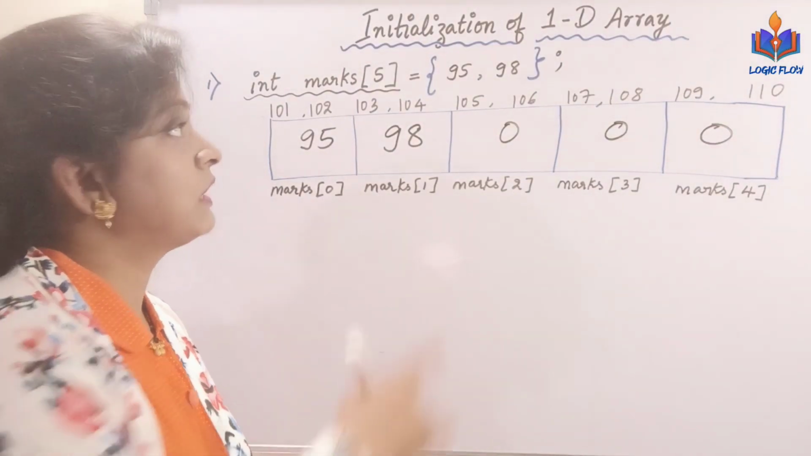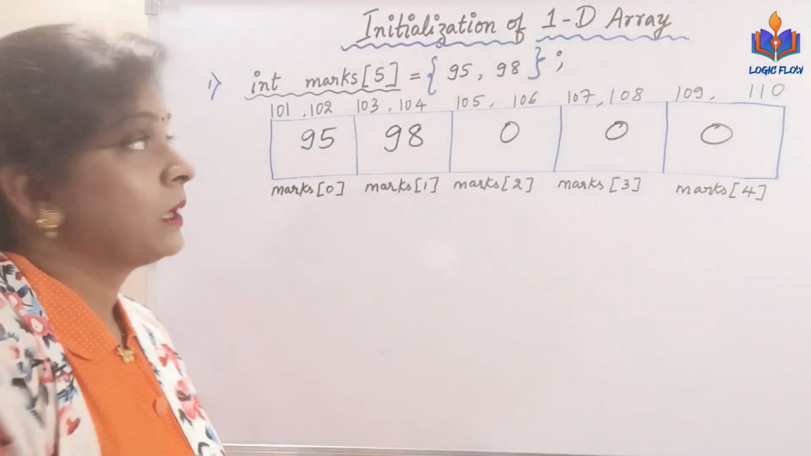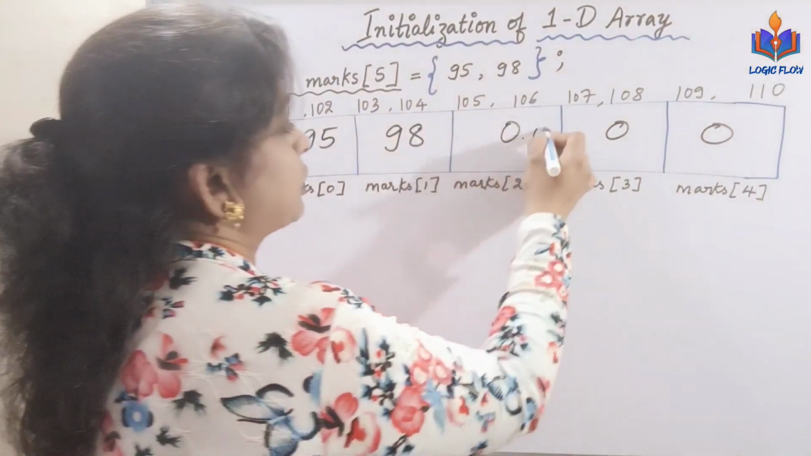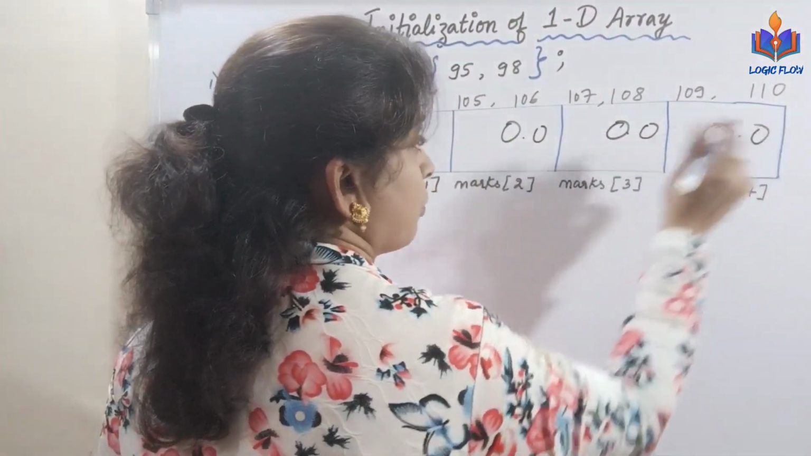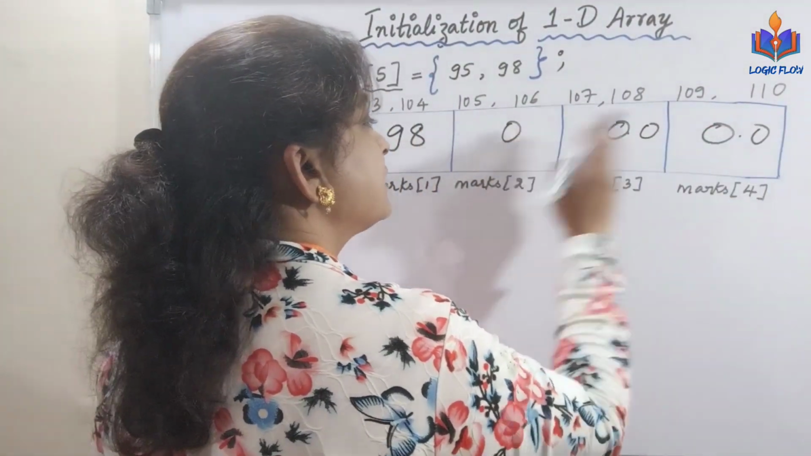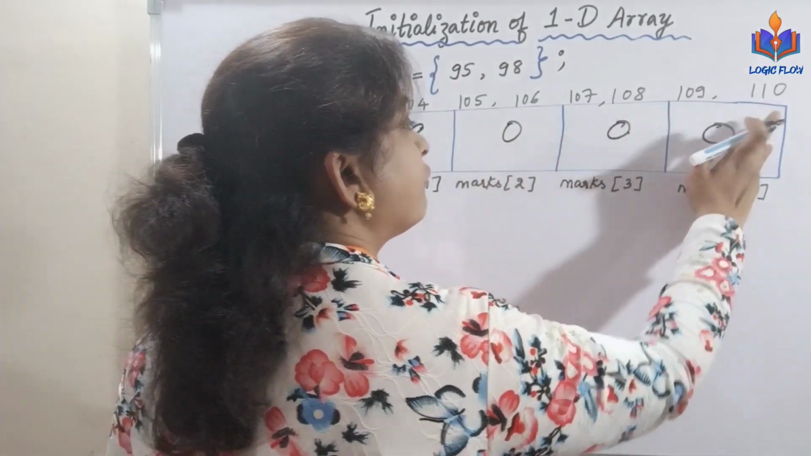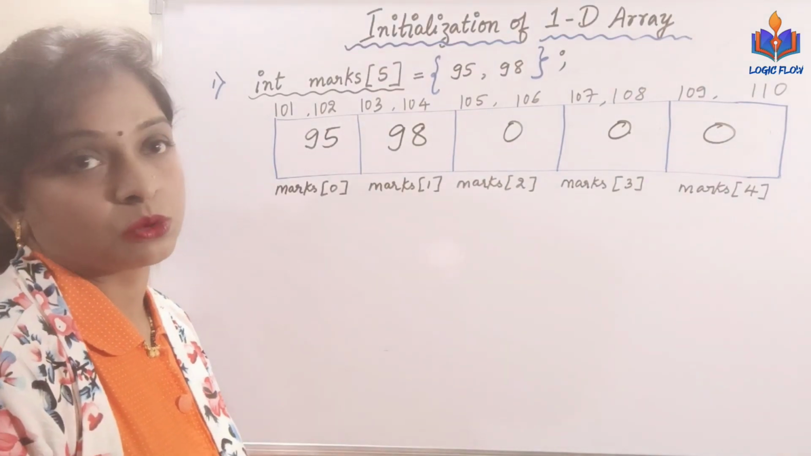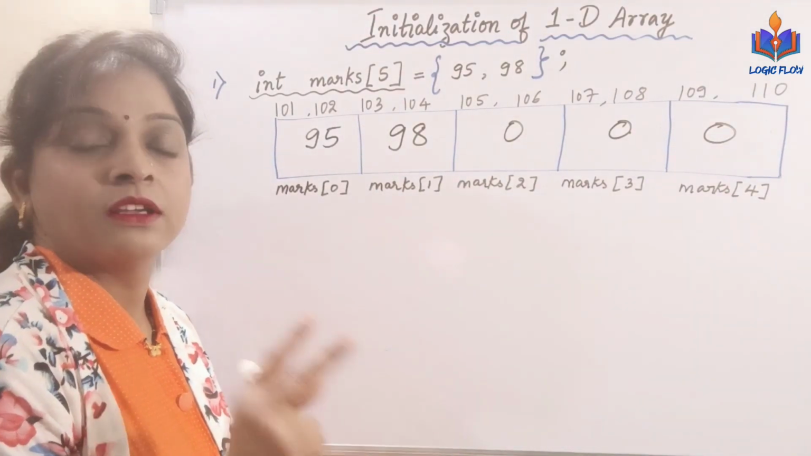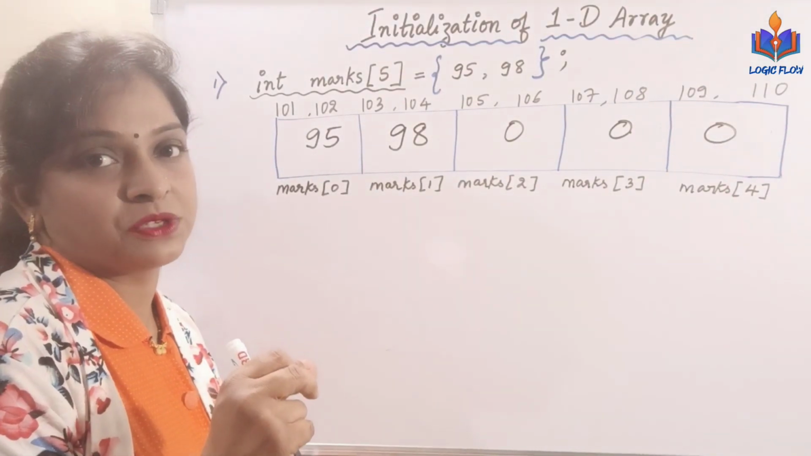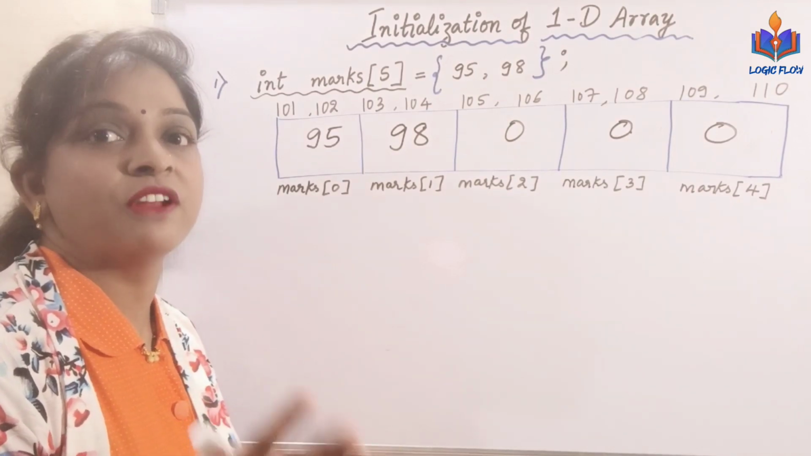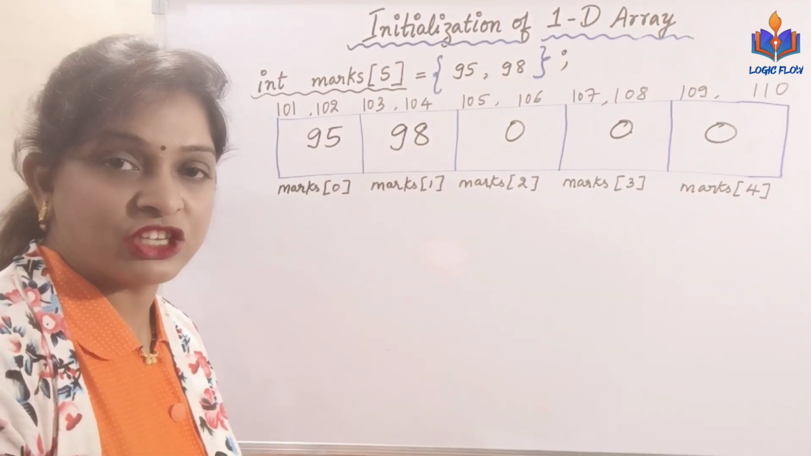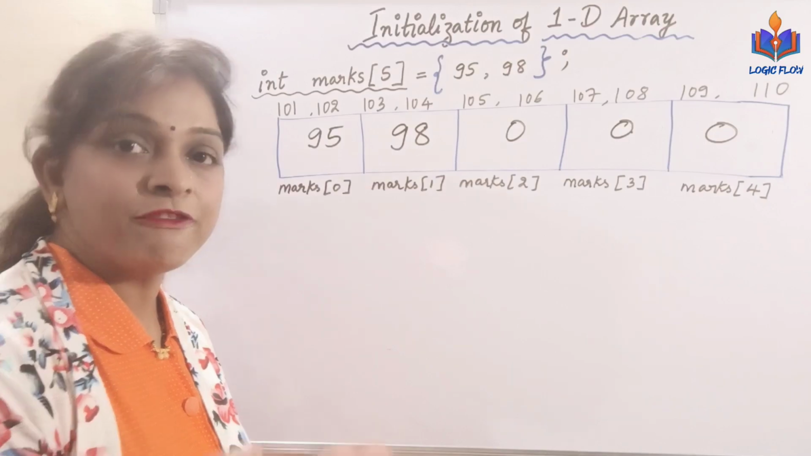This happens only when I initialize like this. If it is float, then it becomes 0.0; if not, it is 0 for integer. Double is again stored in fractional form. This is the second method: filling only the required values. The remaining memory blocks will be filled with 0 if integer, 0.0 if float.